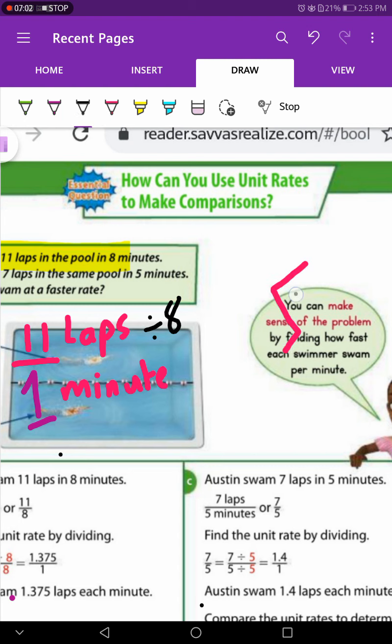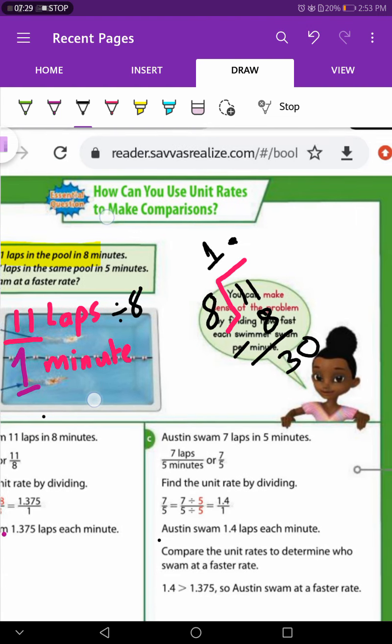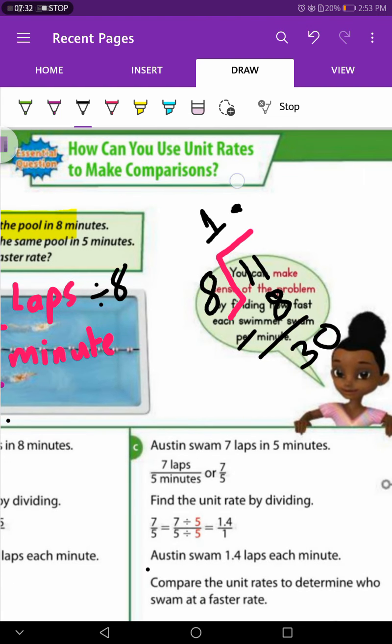11 by 8. How many 8 in 11? It is 1. 1 times 8 equals 8. Subtract. I have 3. I have a remainder. Don't stop. Raise a decimal point and put 0 here. Now, how many 8 in 30? Yes? How many 8 in 30? I think 3. 3 times 8 is 24. 6. 0.